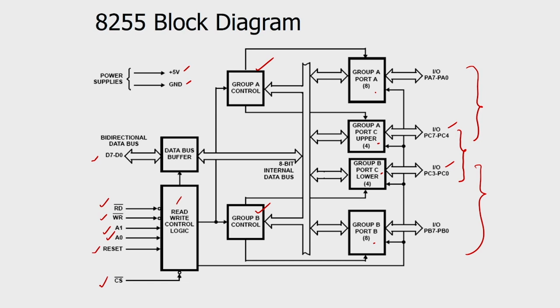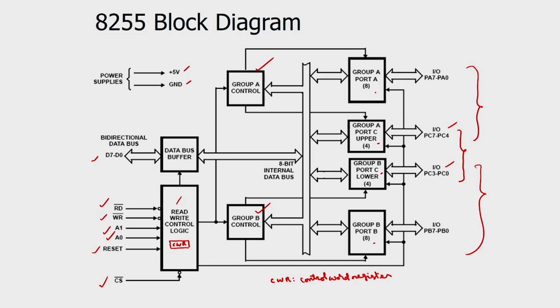This A1, A0 is used to find the control word register. Inside this read write logic, there is a control word register, CWR, which plays an important role. CWR stands for control word register. By programming this control word register, we can program the ports as input or output port, and in any one of the modes, mode 0, mode 1 and mode 2.